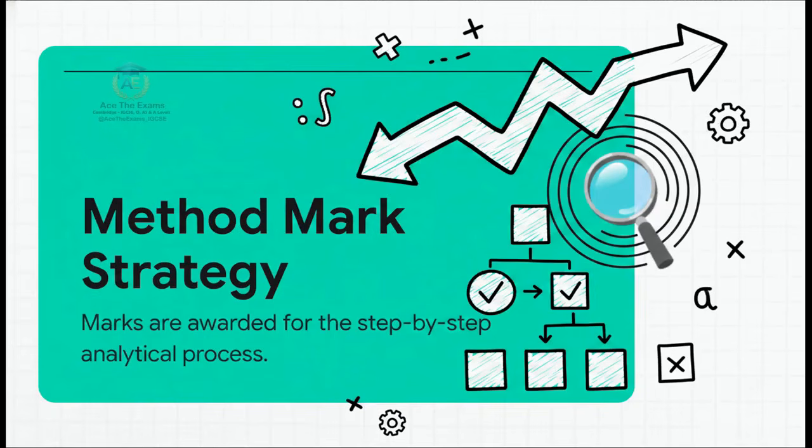Let's look at the ultimate forensic tool, the method mark strategy. This is the assessment principle where marks are awarded for your step-by-step analytical process, not just the final answer. Examiners are desperately looking for your methodology. If you just scribble down a final answer and it's wrong, boom, 0 marks. But if you slow down, lay out your clear notation, and show your logical sequence, you secure method marks even if you make a tiny arithmetic mistake at the end. Your process is your ultimate insurance policy.